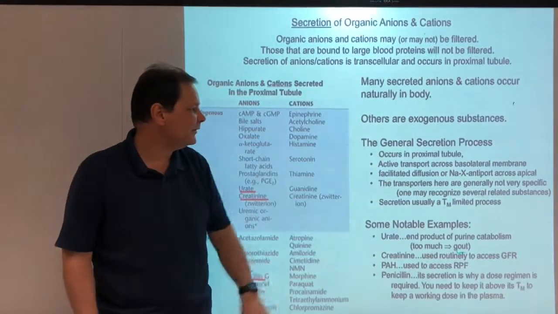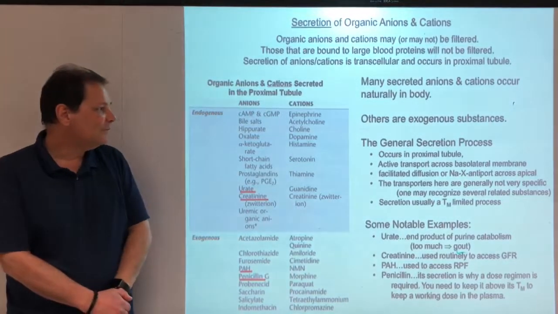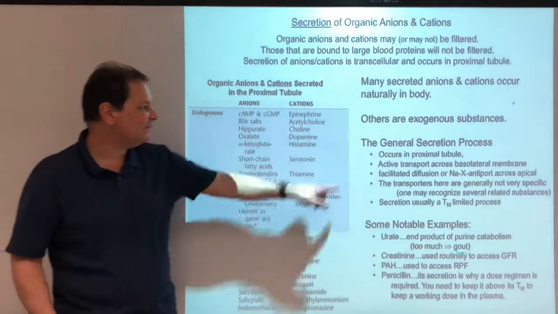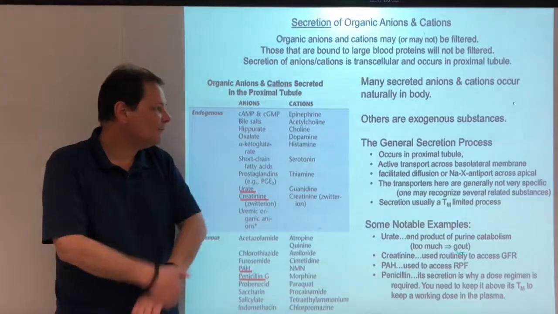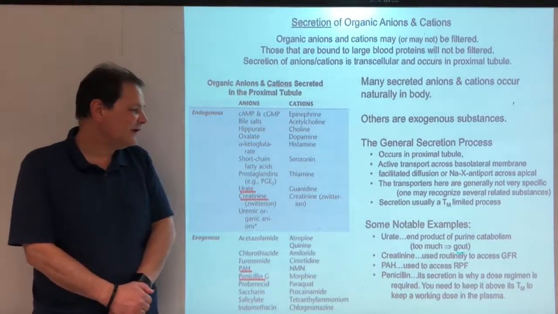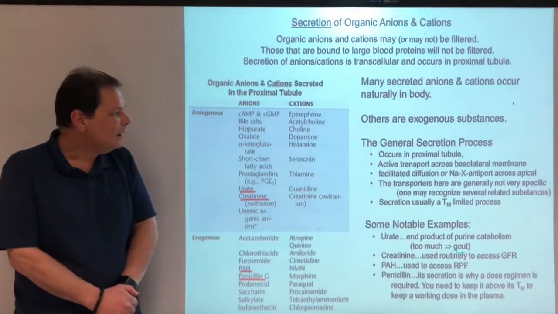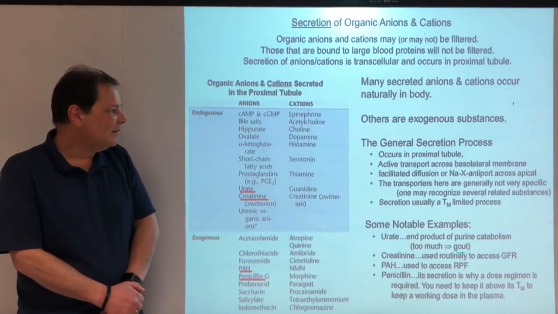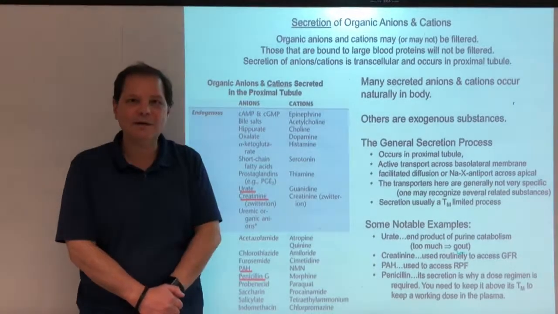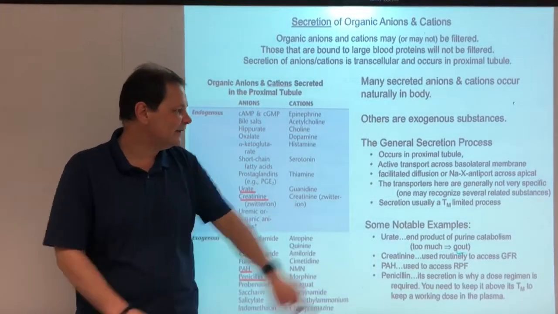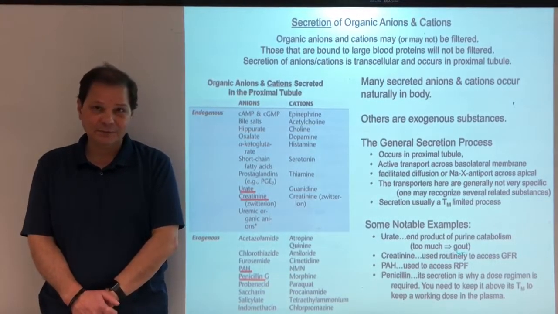Note that the secretion, again, occurs in the proximal tubule. We have active transport across the basolateral membrane and facilitated diffusion or sodium organic substance antiport across the apical membrane, so that makes that transport a little bit different than normal. Again, these transporters are not very specific. They'll often transport more than one closely related substance. And again, recognize that the transport maximum is significant here. We are talking about transporters.